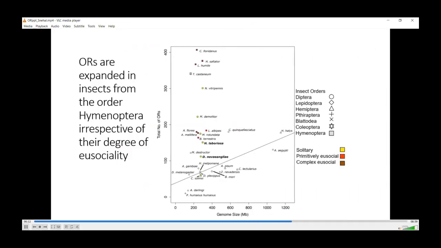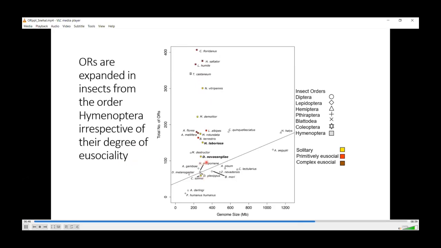When we looked at the correlation between the total number of olfactory receptors and genome size, the olfactory receptors coming from other insect orders than Hymenoptera had quite positive correlation. But the ones that were coming from Hymenoptera had a very diverse number of olfactory receptors, and there was no clear correlation in this total number of olfactory receptors with the degree of their eusociality.